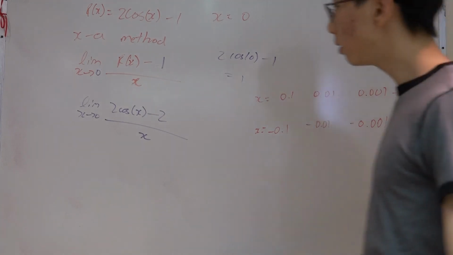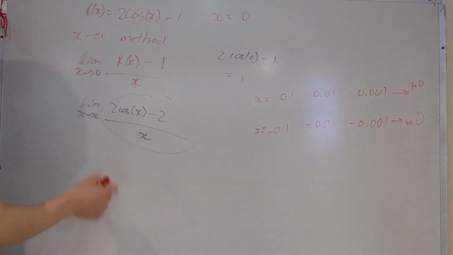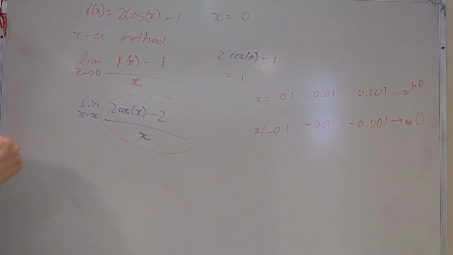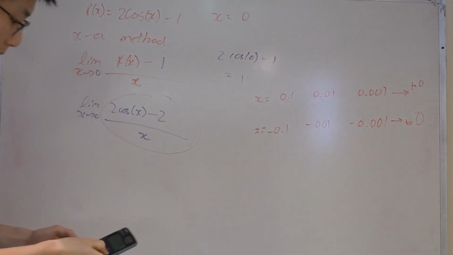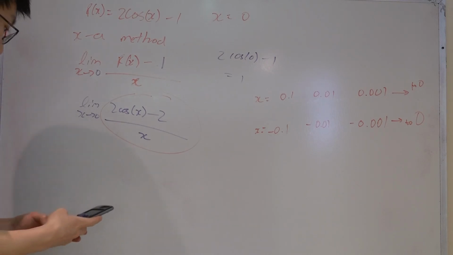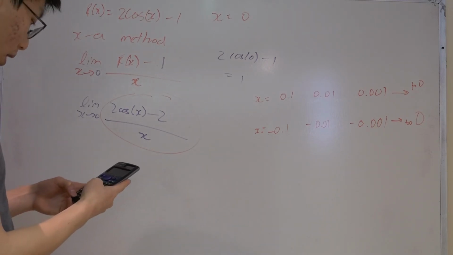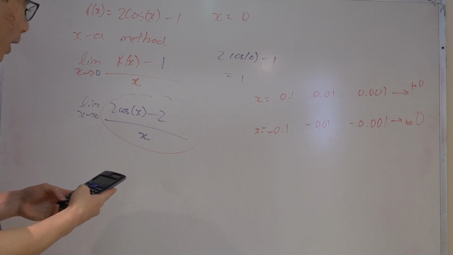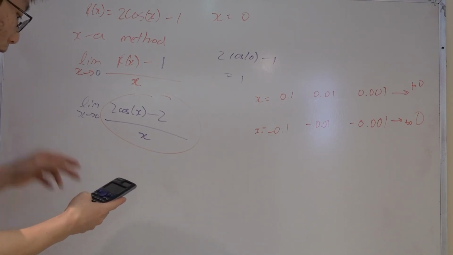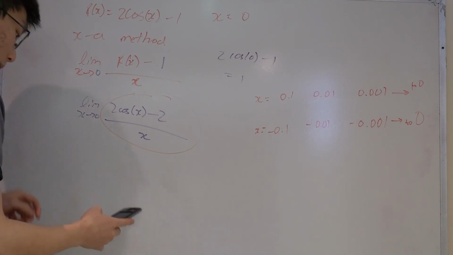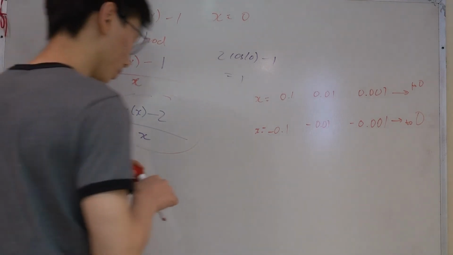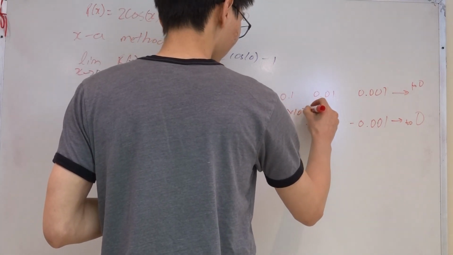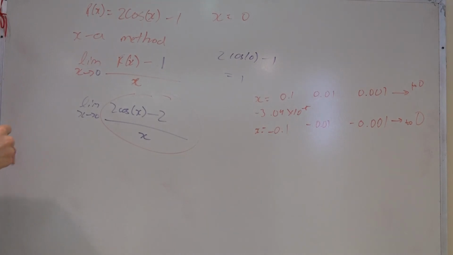Okay? Then, here's my expression, right? So I need to evaluate this at all these values of x. Grab your calculator and let's do it together. So 2 times cosine of negative 0.1 minus 2, and then divide it by negative 0.1. And that's a really small number. I'm getting negative 3.04 times 10 to the negative 5. Very small.